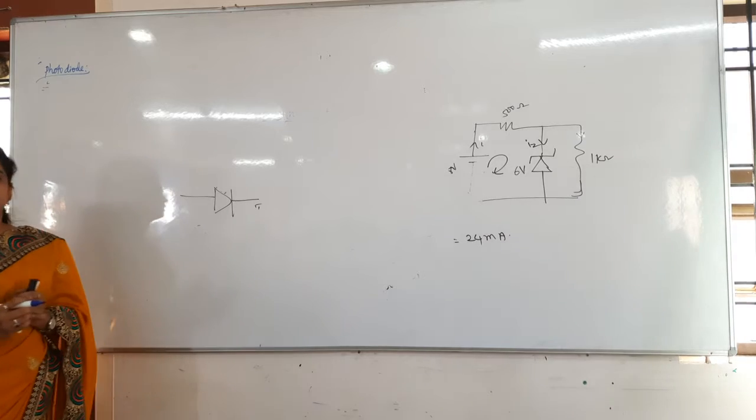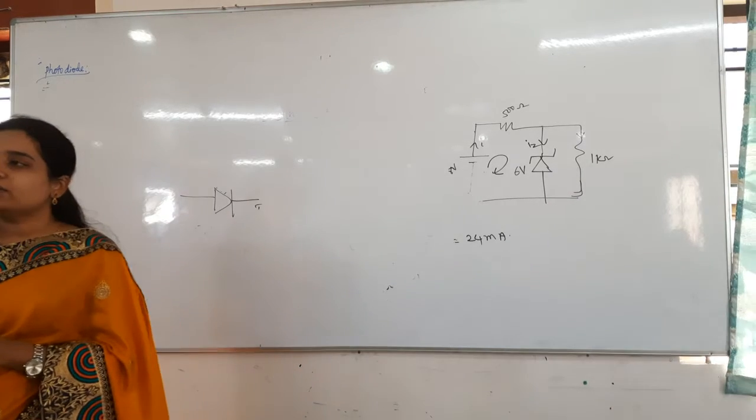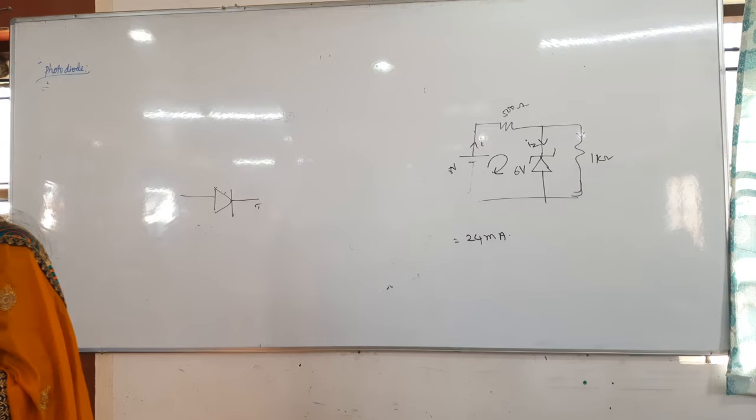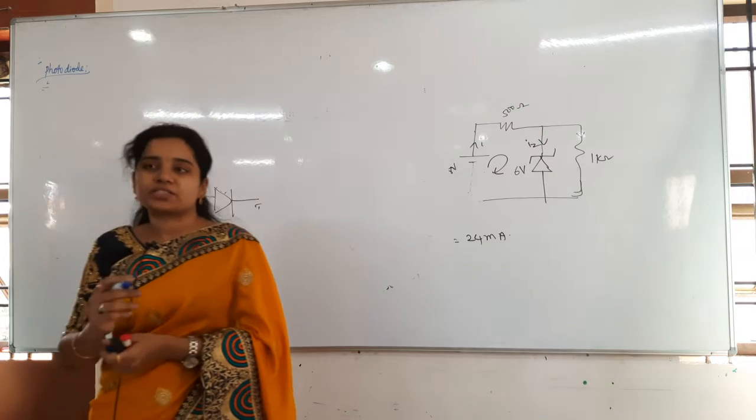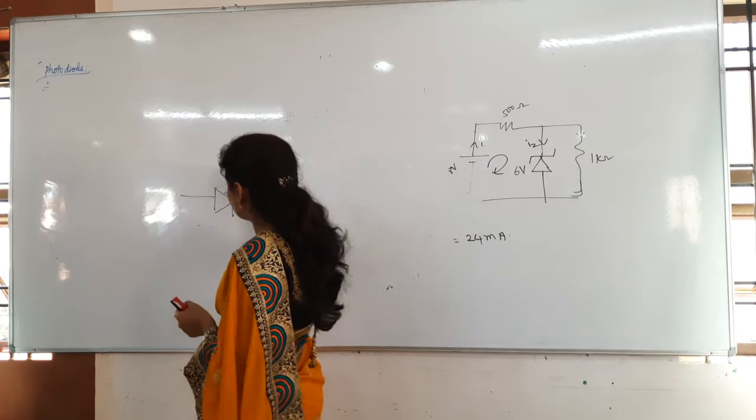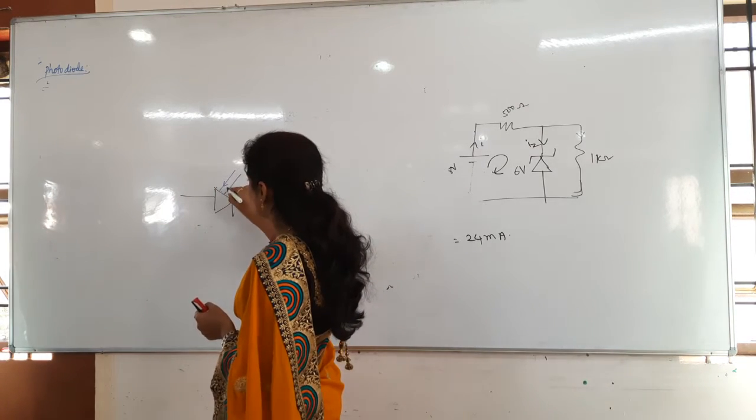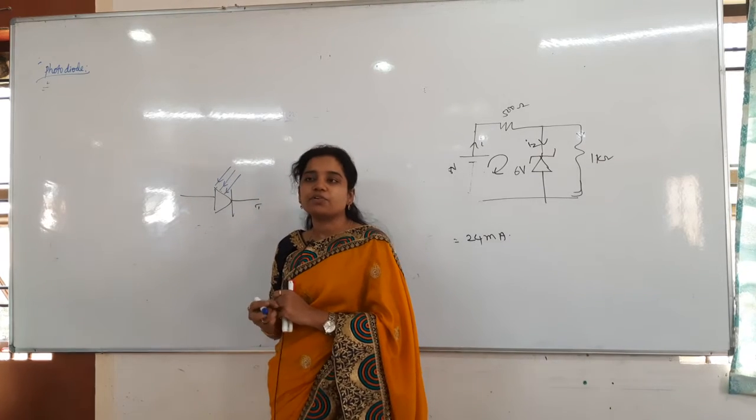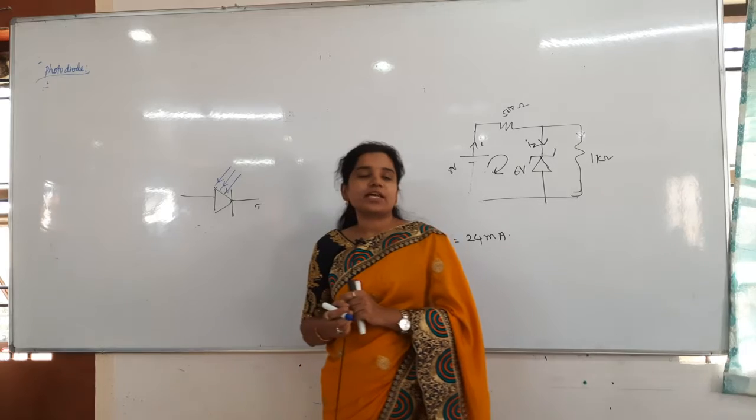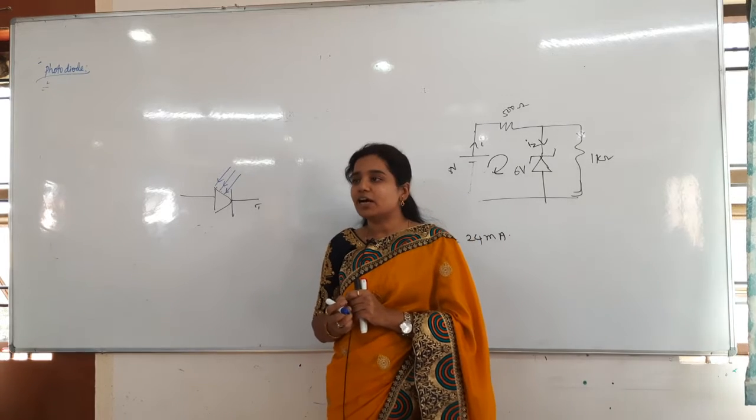In the LED, it takes the voltage and gives out light radiation. In a photodiode, everything happens in reverse. It takes the light radiation and gives us current. That is a photodiode, or we can say a light detecting device, like an LDR also.